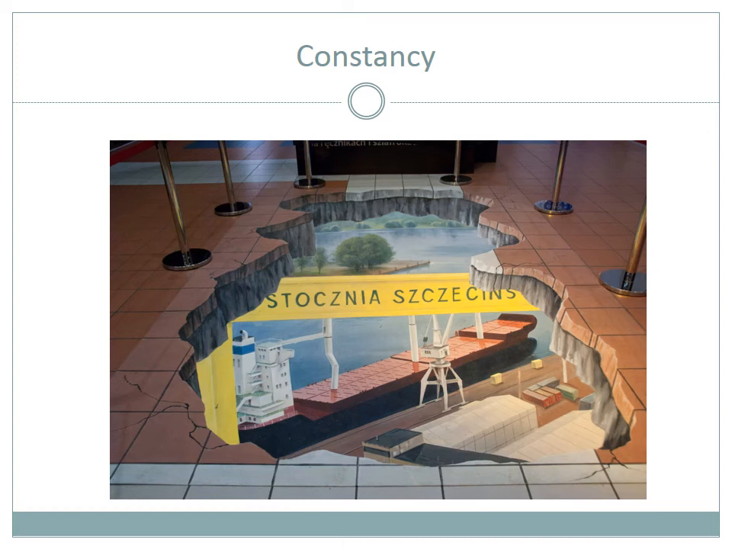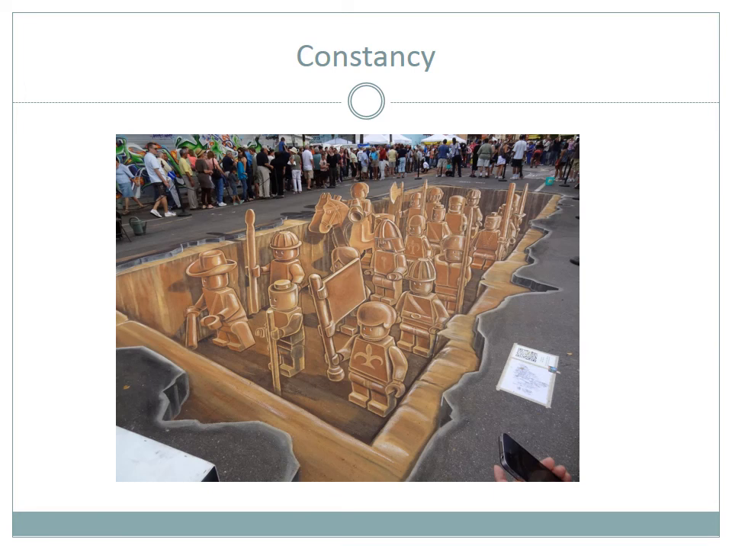There's still constancy. The floor is there. It hasn't opened up. There's not a harbor underneath the floor. It just looks that way. It's just the illusion created by the artist. Here's a Lego army, and this is a sidewalk chalk drawing, and it looks like all these Lego figures are just standing in the bottom there. But if you view it from other angles, you just see it was the way it was drawn. Clever illusion, though. Clever illusion.